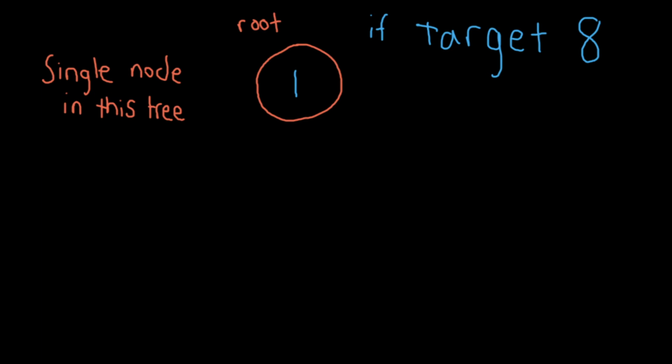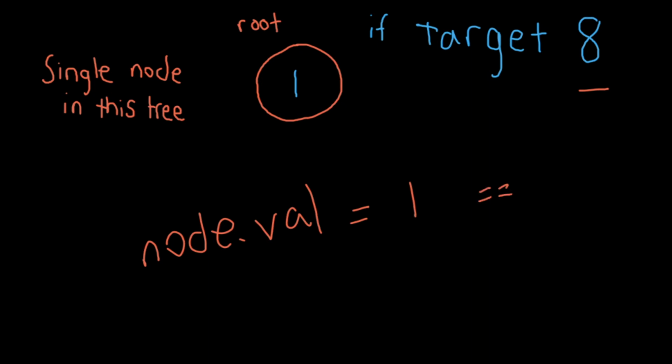you can have a tree that has 1 node, okay? And you can have a target of 8. Now, if a tree has 1 node, what happens when your code visits that node? Well, the node value equals 1. And does that equal the target? Because you added all the values from root to leaf. And in a single node tree, root to leaf is just the node itself, right? So does 1 equal 8? No. So you return false.